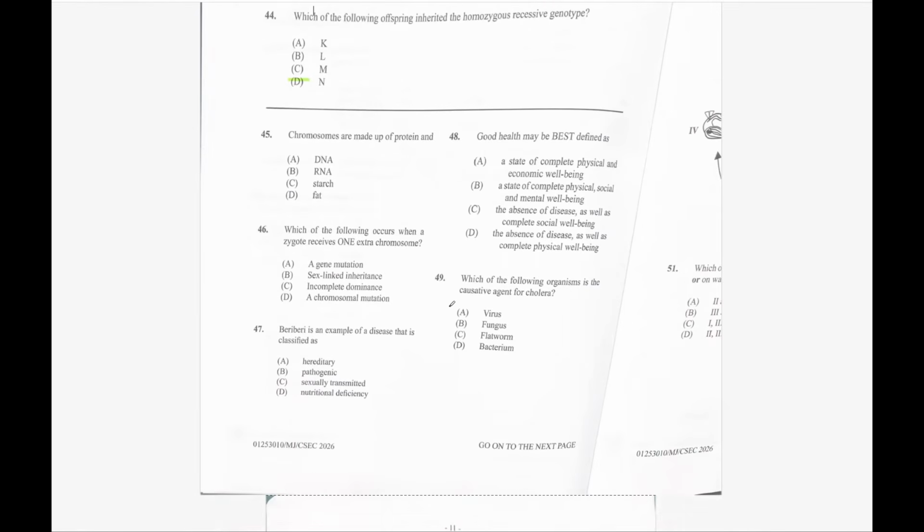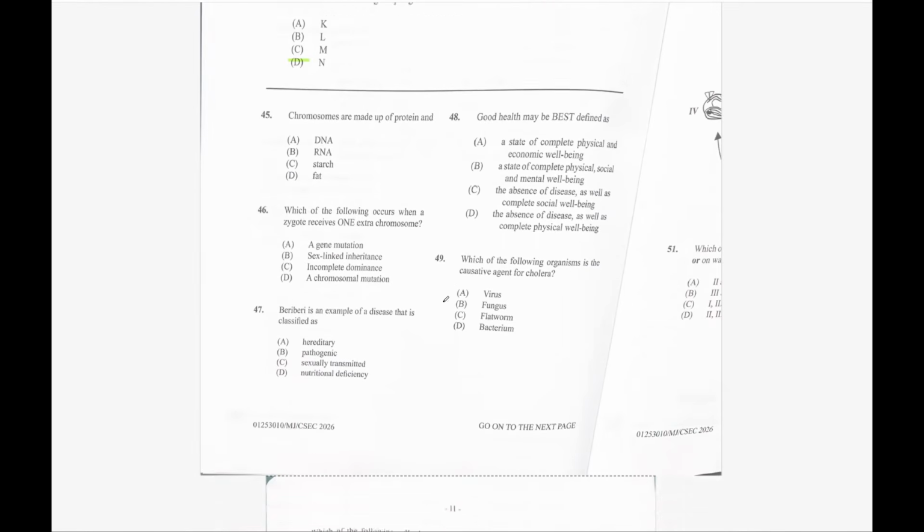45. Chromosomes are made up of protein and DNA. 46. Which of the following occurs when a zygote receives 1 extra chromosome? That is a chromosomal mutation.